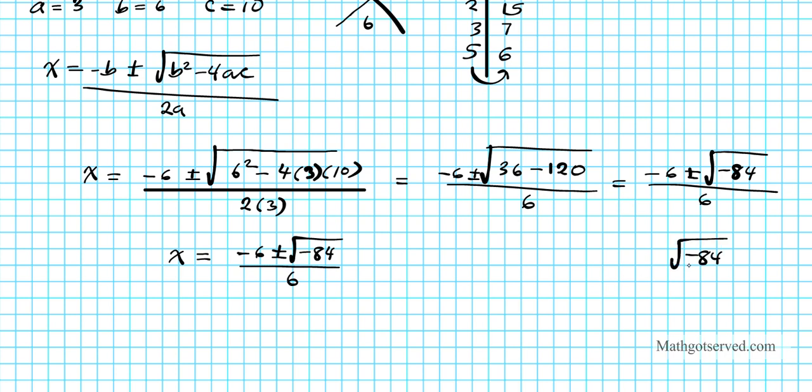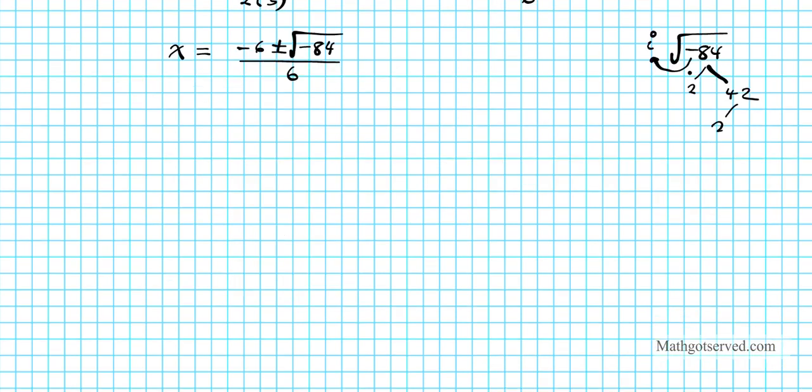This negative comes out of the square root as an i, because the square root of negative 1 is i. Now let's reduce this. I can take out 2 since it's even: 2 times 42. Take out another 2: 2 times 21. Take out 3: 3 times 7. Since these two 2's repeat, they can break out as a 2. So this becomes 2i root 21 as the reduced form of this.